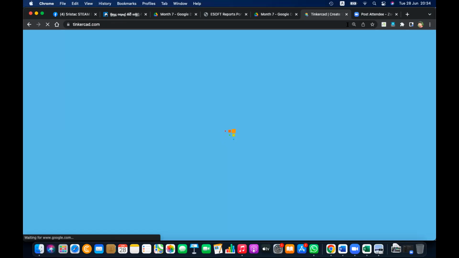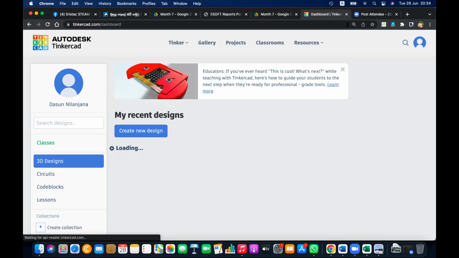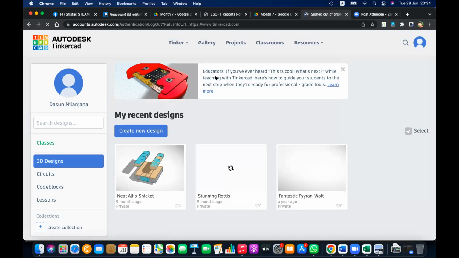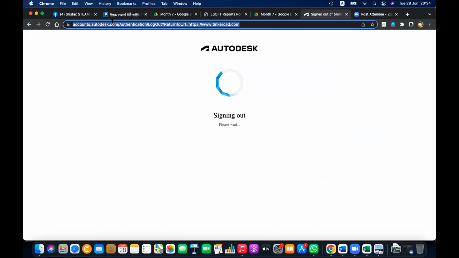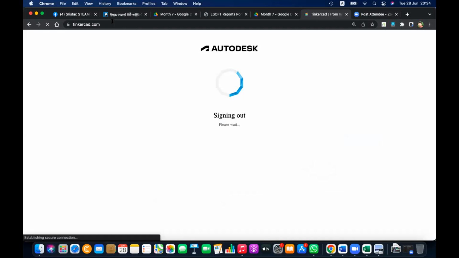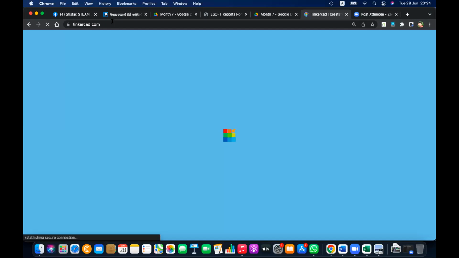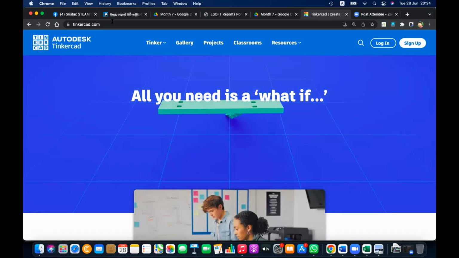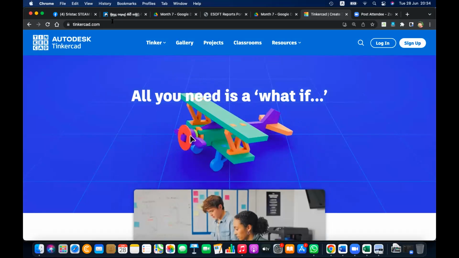So, okay, I'm in Tinkercad. How can I log in? So let's go to the website first. Let's log out from here and start from the beginning. And if I'm in Tinkercad, how can I log in? You know how to do that. I explained already. Yes, please. Please talk.